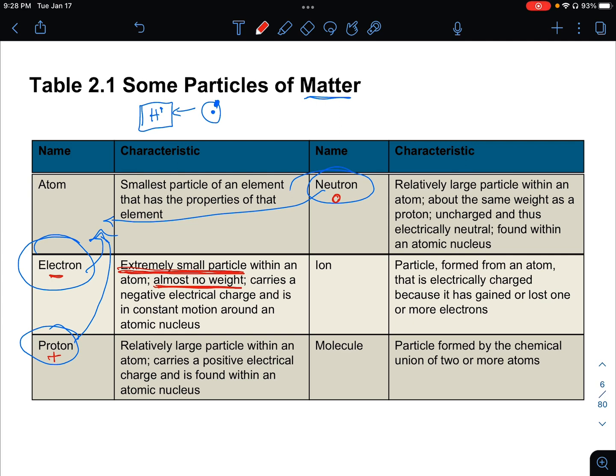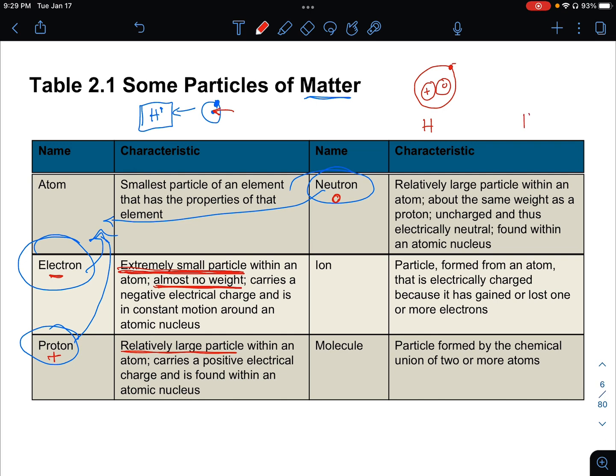Protons are a relatively large particle within an atom, carrying a positive electrical charge, and are found within the atomic nucleus. I've been drawing the atom as a little small circle in the middle, but when we look at an atom, I'll draw it a little bit bigger. The nucleus is going to have protons and neutrons, and then we will have the electrons circling around the outside in what we call an electron shell. If I had 1 electron, 1 proton, and 1 neutron, this is going to be our hydrogen atom.